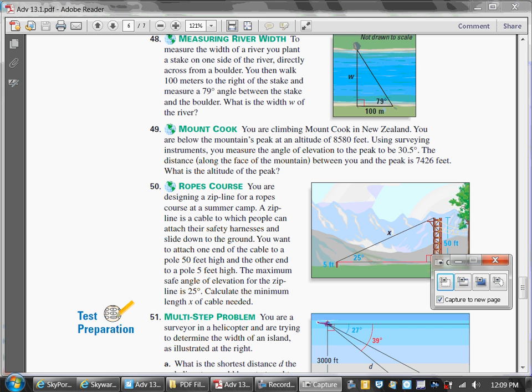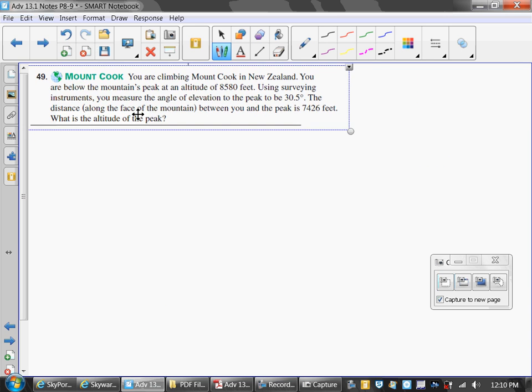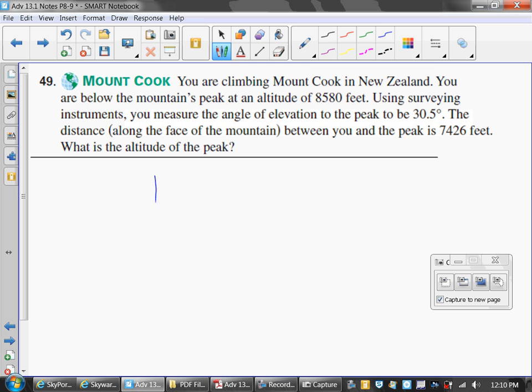On 49, you are below the mountain's peak at an altitude of 8580. You are using surveying instruments. You measure the angle of elevation up to the peak to be 30.5. The distance along the base of the mountain between you and the peak is 7426 feet. What is the altitude of the peak?